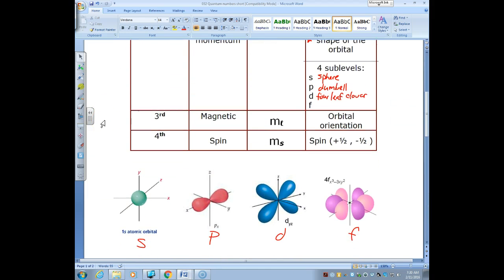Our last quantum number, and there are only 4, is the spin. It is represented by m sub s, and spin has 2 values, either positive 1/2 or negative 1/2. Is the electron spinning clockwise or counterclockwise? That's what those values mean. Now, chemists are incredibly lazy, so instead of writing positive 1/2 and negative 1/2, sometimes we just write up and down arrows to represent those.